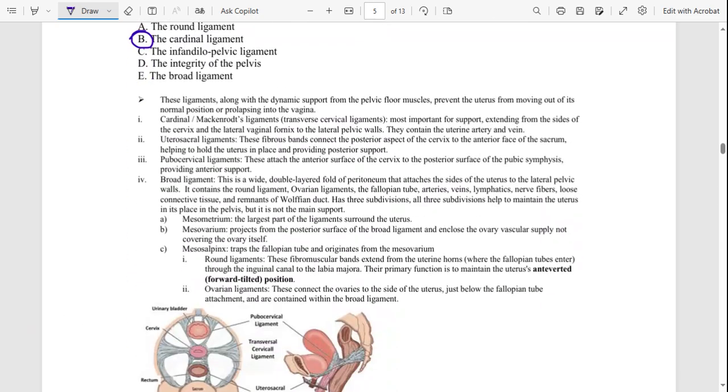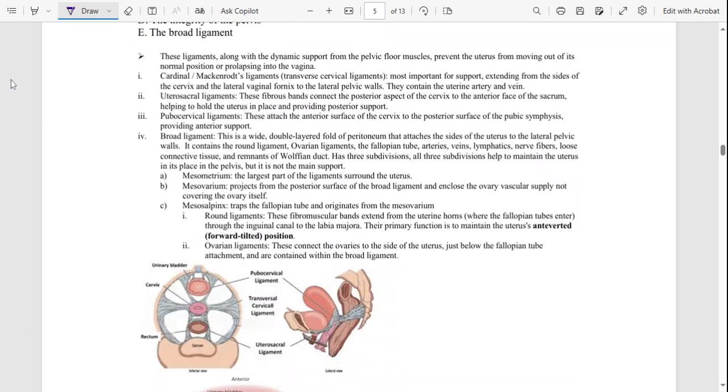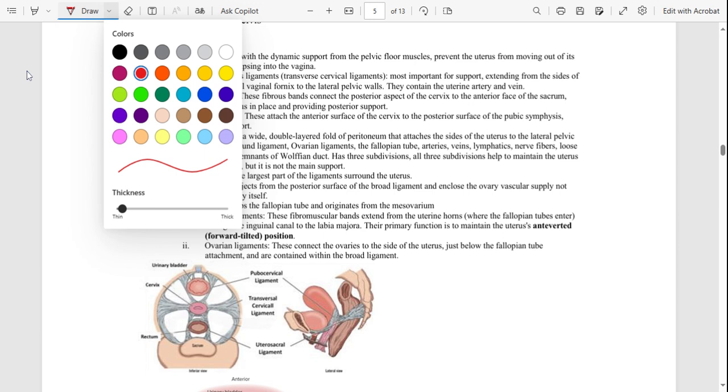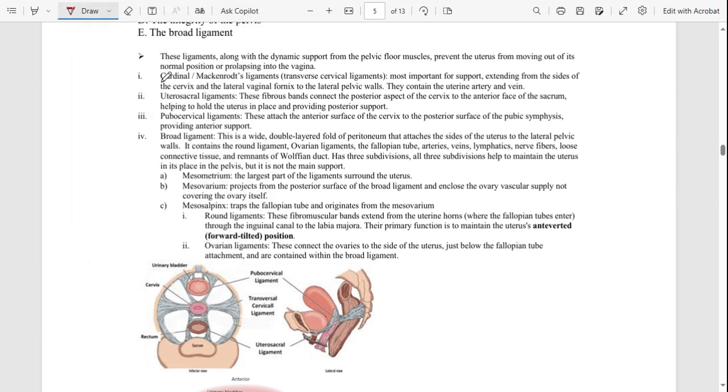When you look at the support of the uterus, you are going to have a lot of ligaments attaching it in place. For example, you have got the cardinal ligament, also known as Mackenrodt's ligament or the transverse cervical ligament. It's on the sides, that's why it's called transverse here. Okay, that's the cardinal ligament. It's the main one supporting the uterus.